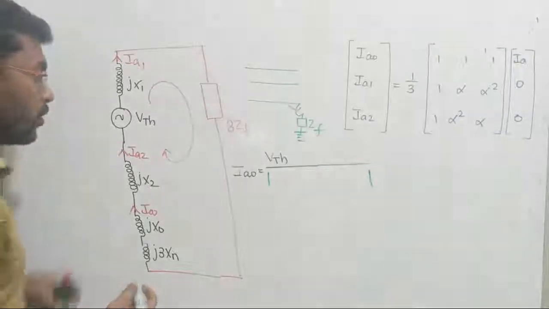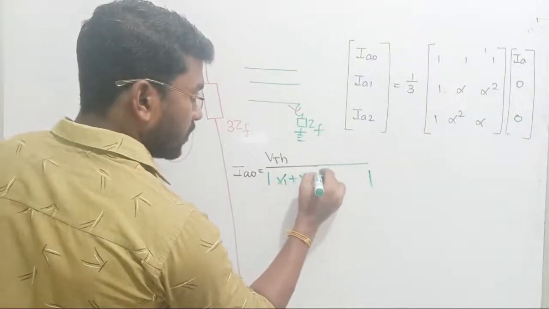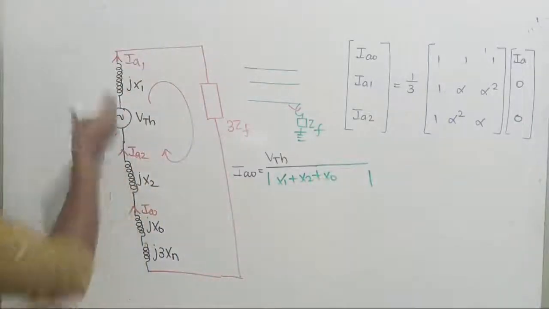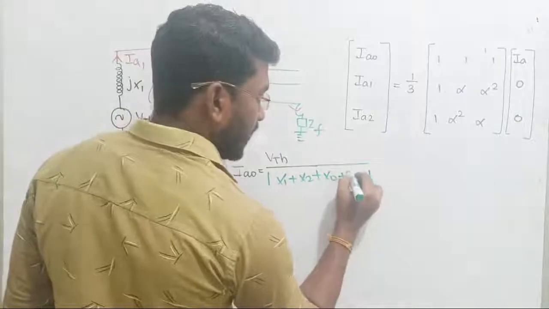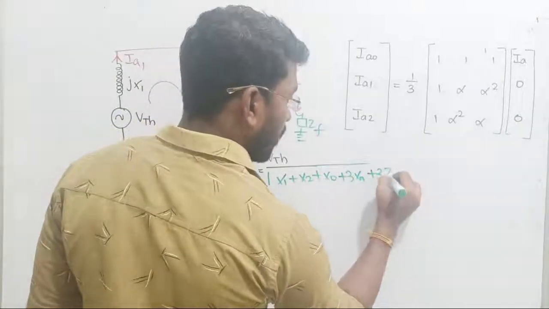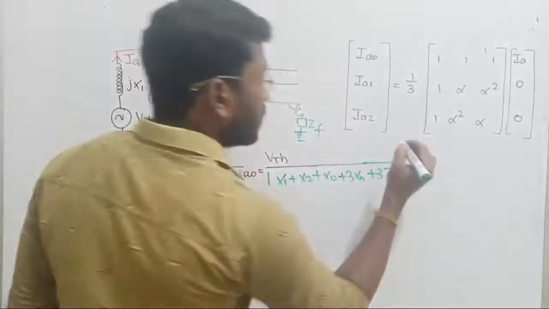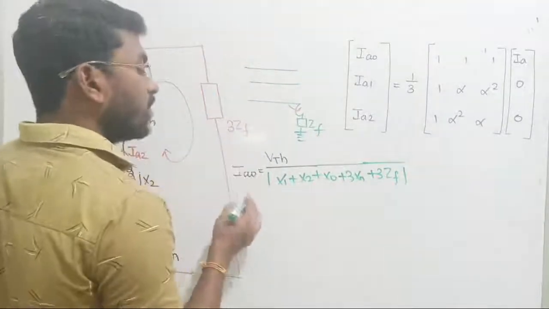So the positive sequence, negative sequence and zero sequence are all connected in series: X0, X1, X2 plus 3 times Xn plus 3 times the fault impedance. If it is given, you have to consider it. Just consider its magnitude, that is sufficient, right? So that is how we are calculating the zero sequence current.